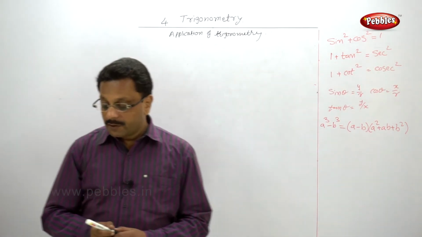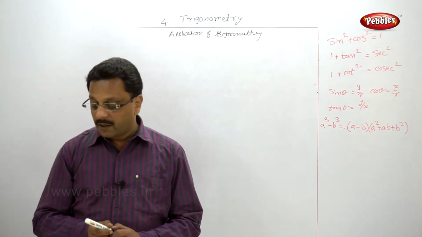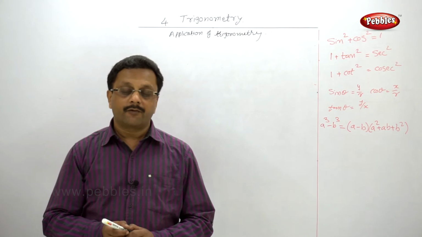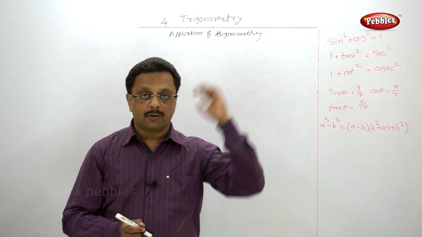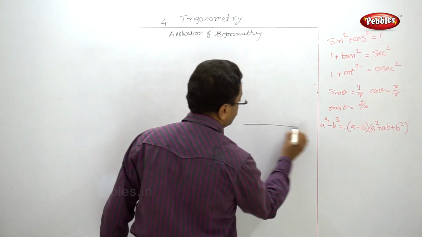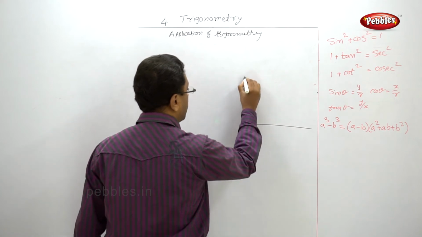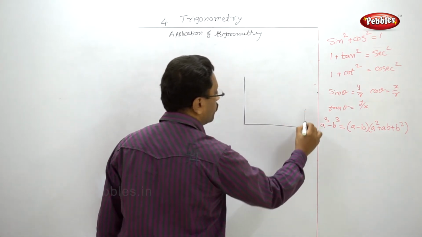The problem is a ship of height 24 meters is sighted from a lighthouse. The height of the ship is 24 meters, and I saw that ship from the lighthouse, from the top of the lighthouse. So first I will draw a horizontal line. The lighthouse, I am standing here. The ship height is this 24 meters.